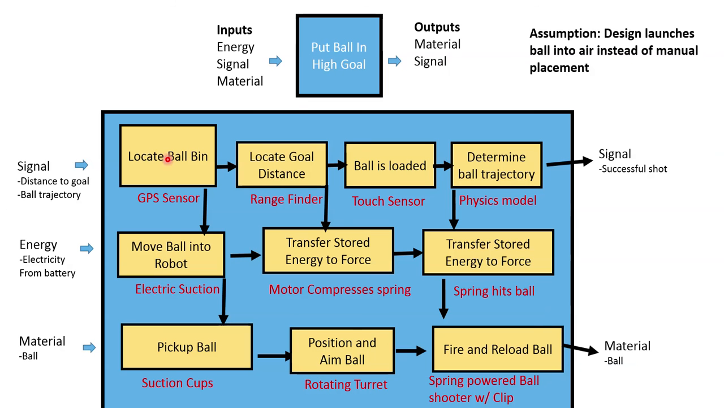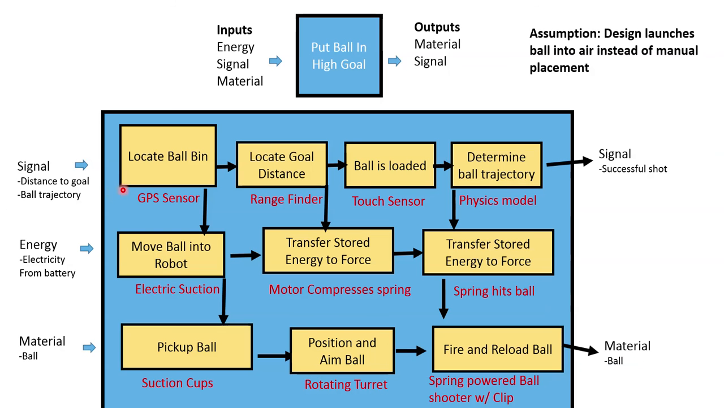In this case, our inputs are things like how far away we are from the goal and what the ball trajectory is. For energy, we have electricity from the battery, and for material, we've got the ball going into our robot. For output, we've got a signal, whether from the robot or not, saying whether we made a successful shot, and then we have our ball that's leaving the robot.